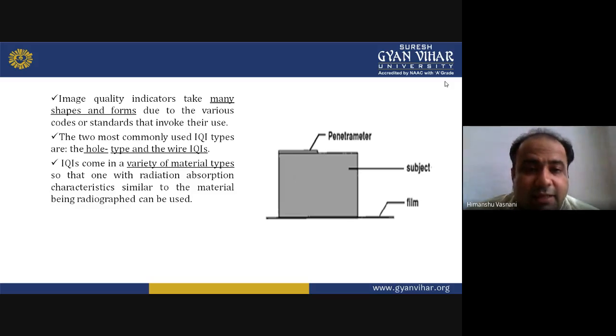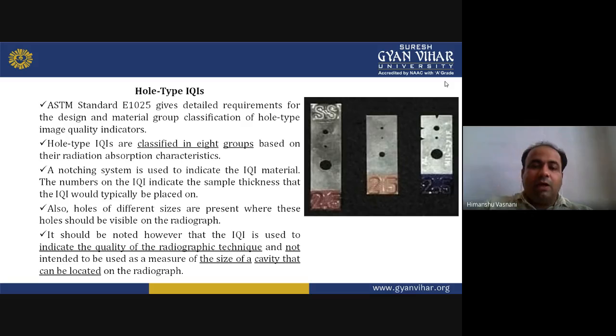Similar to the material being radiographed can be used. So there are IQIs, image quality indicators. They come in a variety of material types, so that they can be used similar to the material being radiographed, if possible. Now we are discussing the types of IQI.